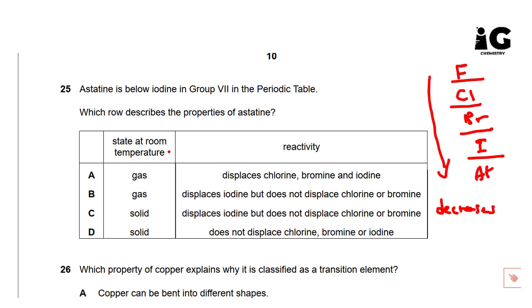State at room temperature: gas, solid, solid. Actually it should be solid. So gas is wrong, because only fluorine and chlorine are gases, and then from bromine it is liquid, and further down they are solids. So this is wrong. And here C and D, displaces iodine but does not displace. Again, guys, we said reactivity decreases down the group. So astatine can't displace chlorine or bromine. So this is also wrong. But here, does not displace chlorine, bromine, or iodine. So this is true. So the correct answer is D.